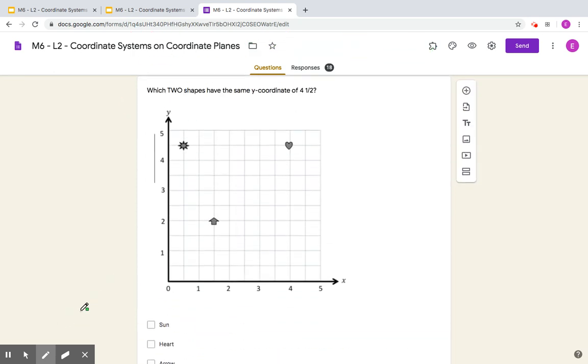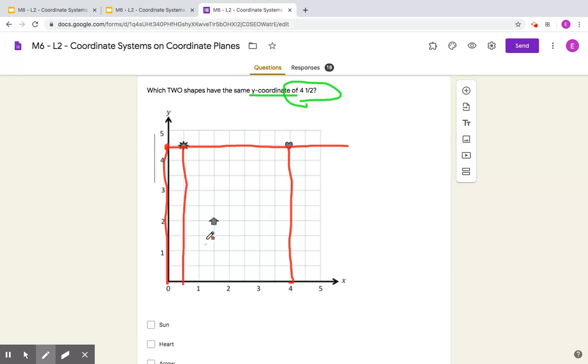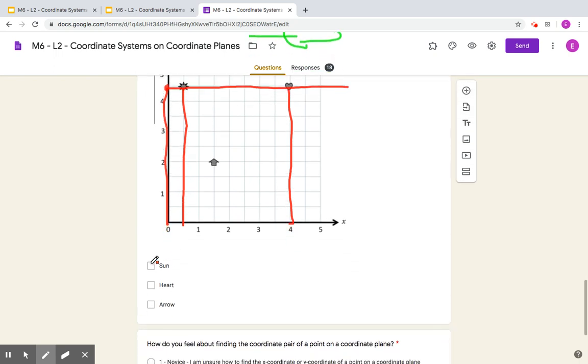And then finally, we have two shapes that have the same y coordinate of 4 1/2, which means two of these shapes are at this point on my y-axis. And I can already see which two those are. The heart and the sun go up from the origin 4 1/2 units. Both of them do, regardless of where they are on the x, meaning no matter where they are on the x-axis, they are going up 4 1/2 units. My arrow only goes up 2. So I should have clicked the sun and the heart.